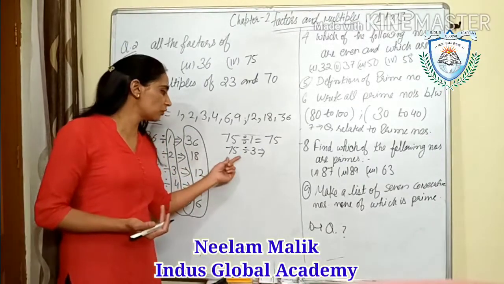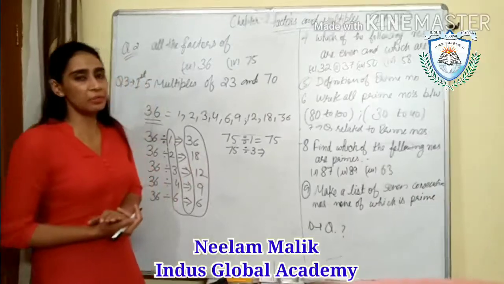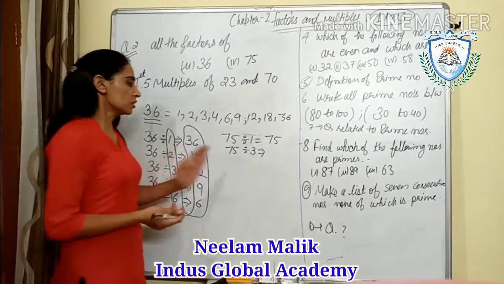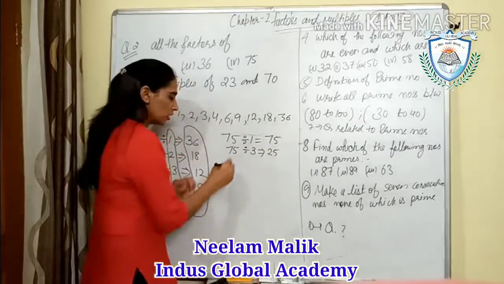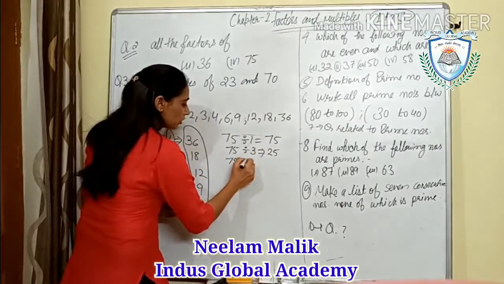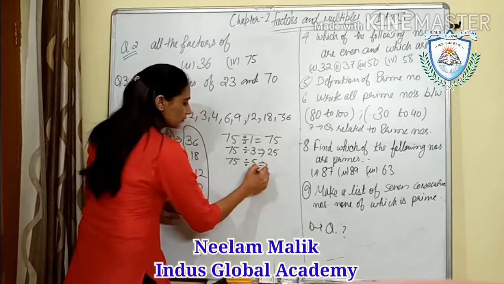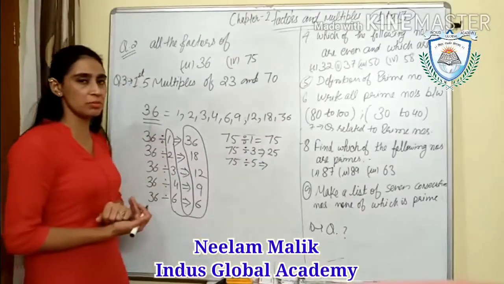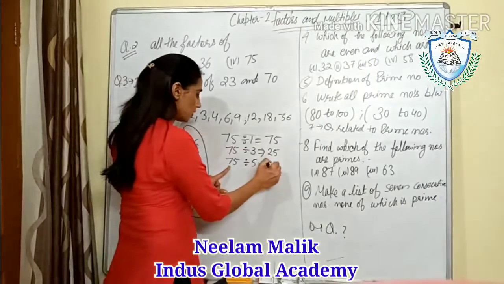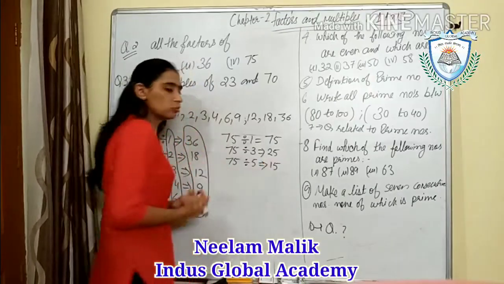And what is the sum of digits? This is 12. So that means this number will be divisible by 3. So 3 2s are 6 and 3 5s are 15. Okay. Now it will not be divisible by 4. Divide this by 5. Okay. Because the last digit is 5, so this is divisible by 5. 5 1s are 5 and 5 5s are 25.